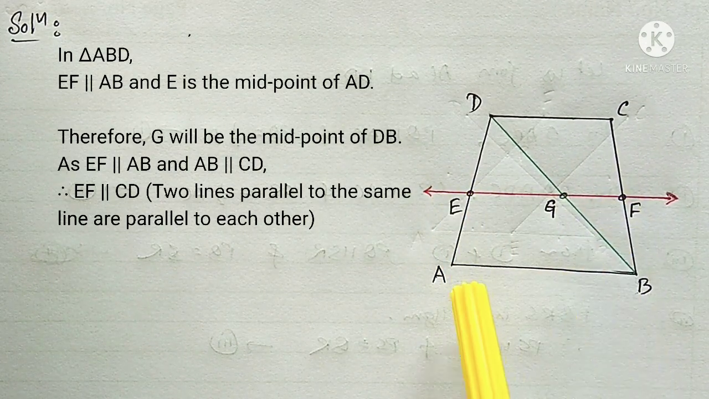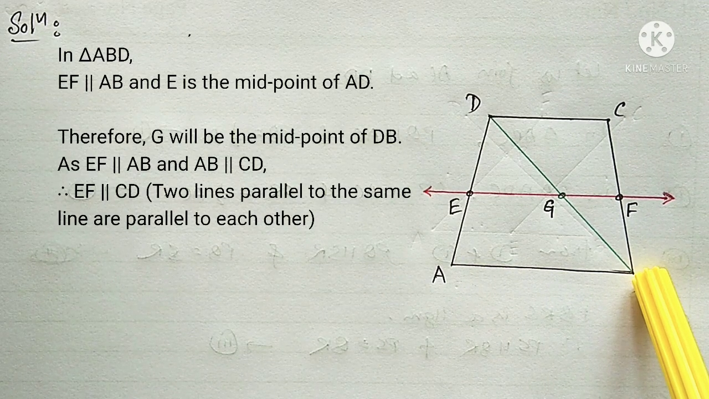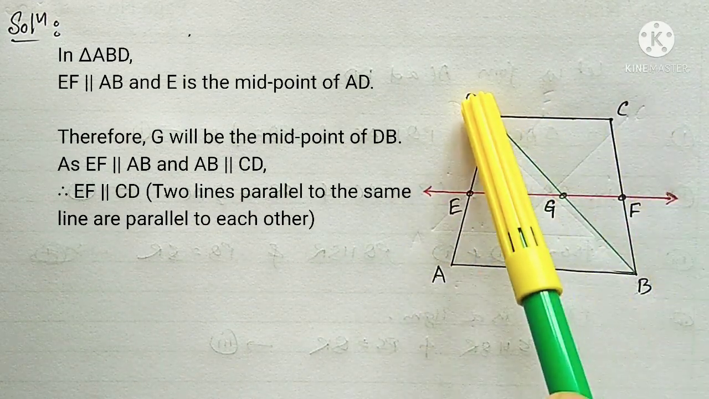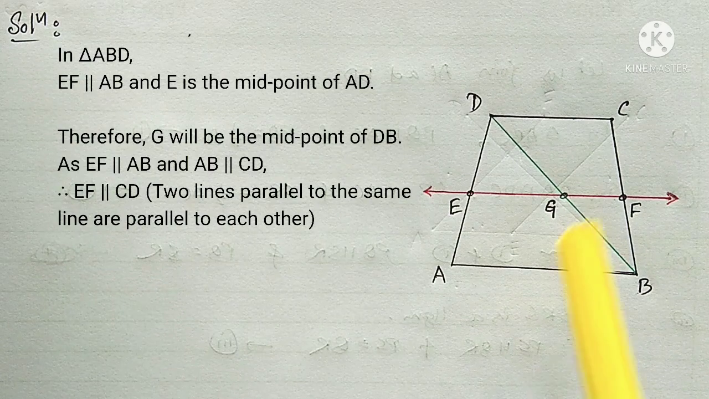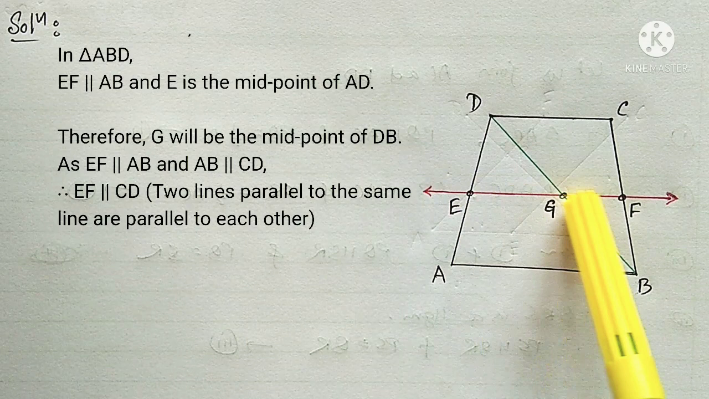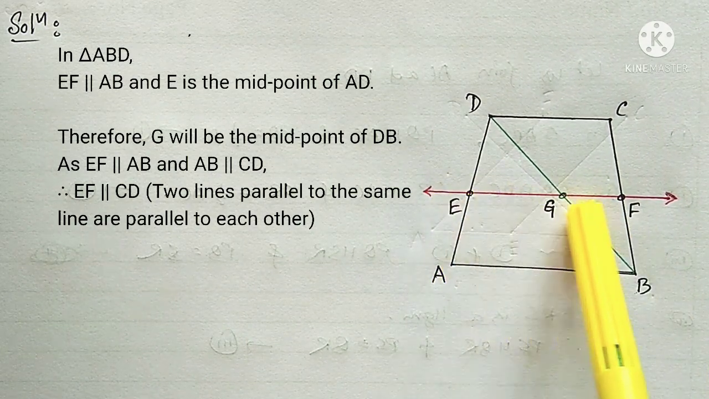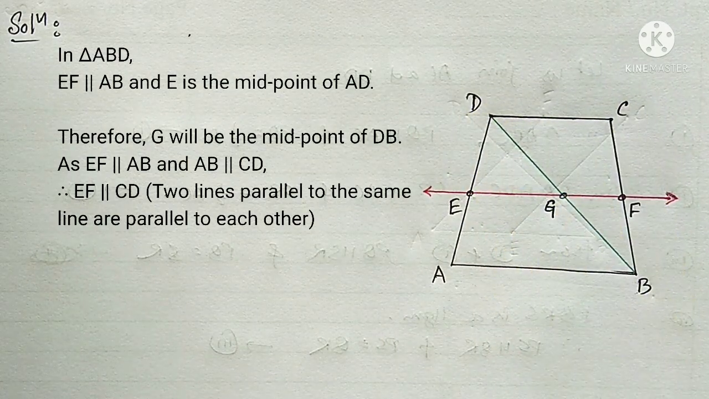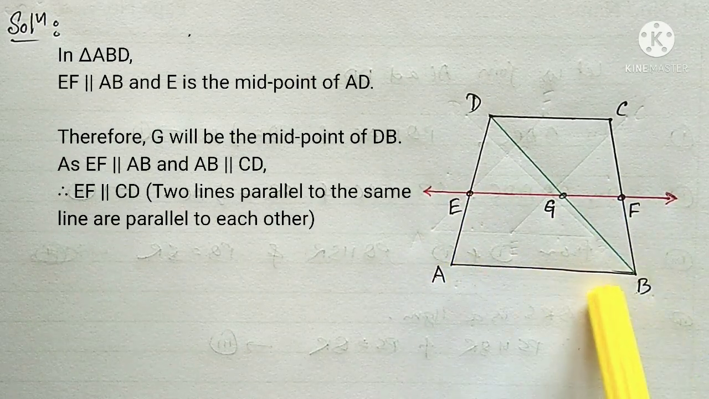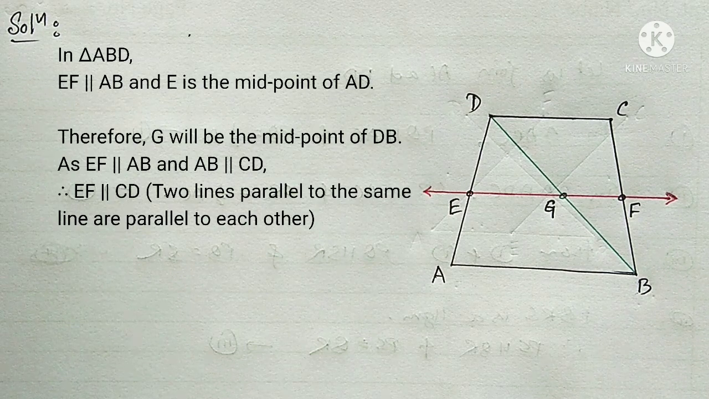Now if you see, EF is parallel to AB, and one more thing is given: since it is a trapezium, obviously AB is parallel to DC or CD. So if these two are parallel, and already we wrote here EF is parallel to AB, then from here what can we say? This line EF is also parallel to CD, because AB is parallel to CD and EF is parallel to AB. So EF is also parallel to CD.